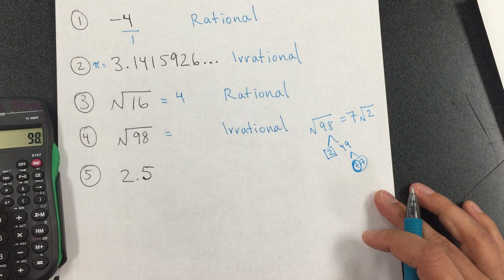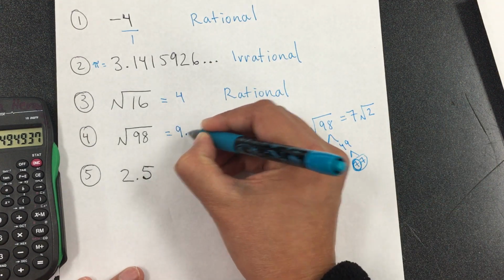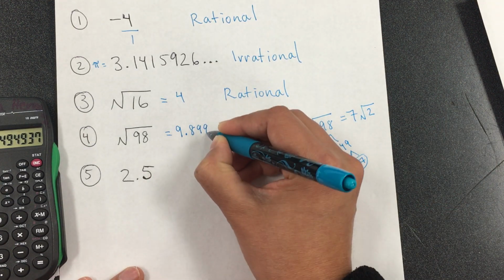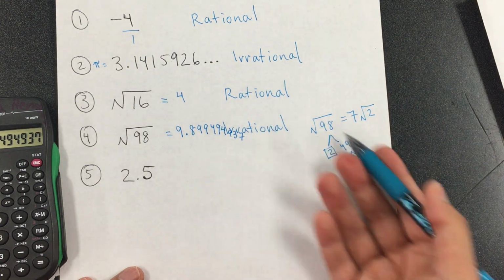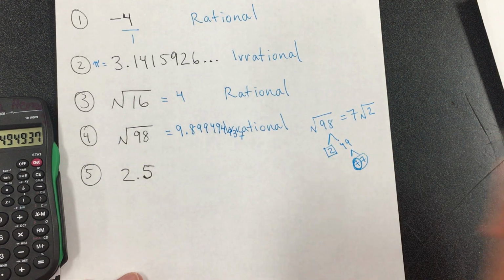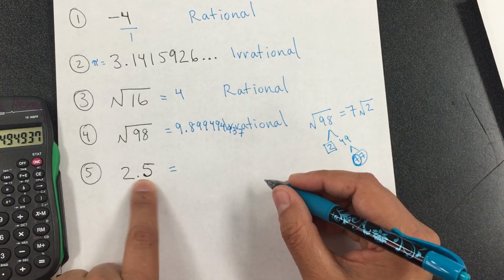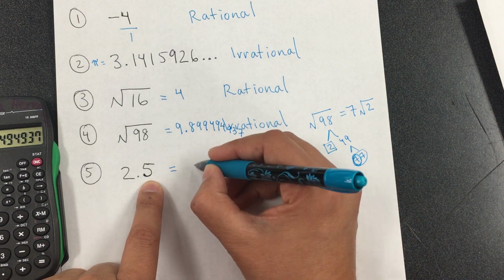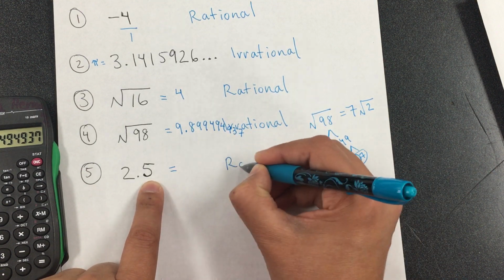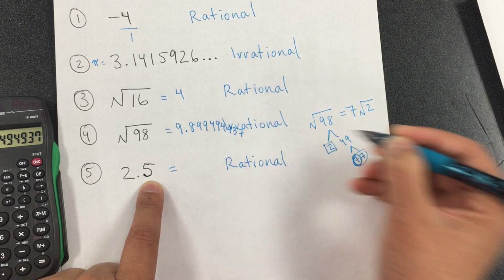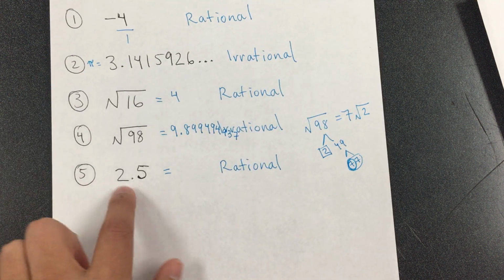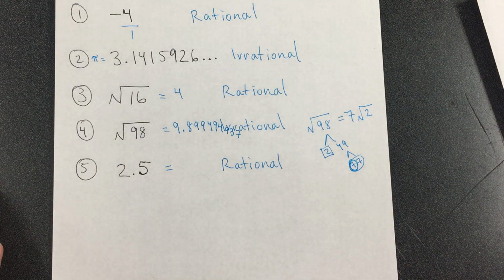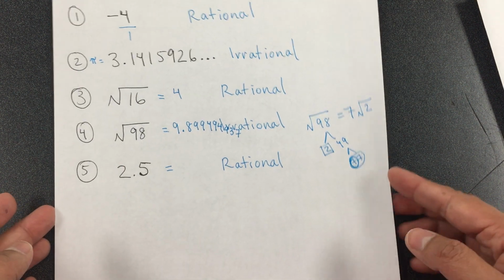But you can even see in here, you get 9.89494937. So there is no pattern in there. There is a lot of 9s, but it doesn't repeat. Okay, and then this is just a terminating decimal, so that's going to be rational. In fact, from the previous lesson, it's going to be 5 over 2, because 5 divided by 2 gives me 2.5, or there might be others, but that's the simplest one.